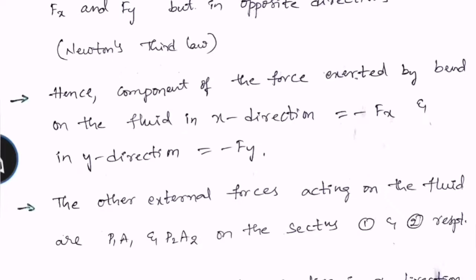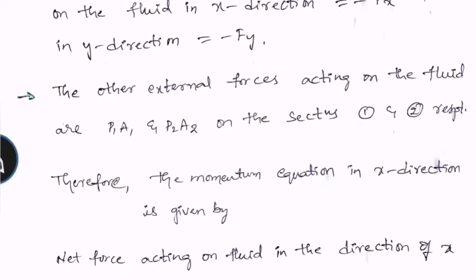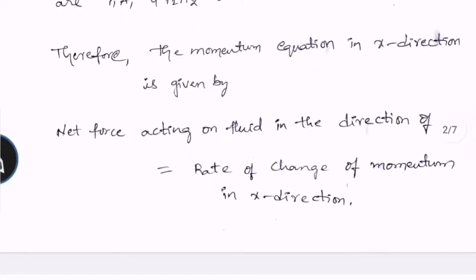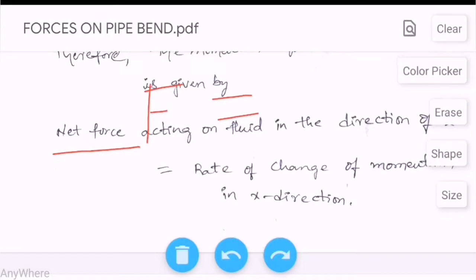The component of the force exerted by the bend on the fluid in the x direction is minus Fx and in the y direction minus Fy. So we have the momentum equation in the x direction: the net force, the total force, is equal to the rate of change of momentum in the x direction. According to the impulse momentum equation, the net force is nothing but the rate of change of momentum in the x direction. So this is already discussed.